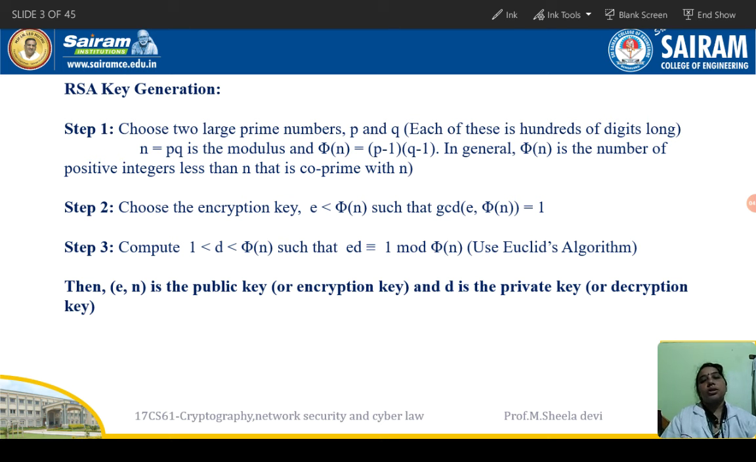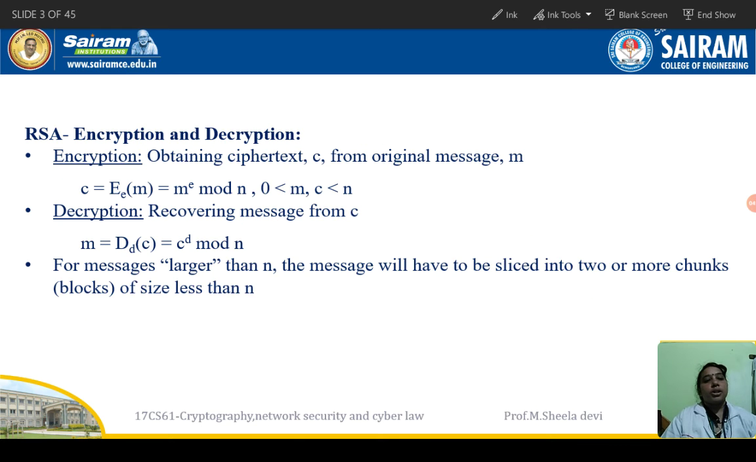This is the condition. So we got the two values called E and D. Now E comma N is nothing but the public key and D comma N is the private key. So the key generation part is over. Next is the encryption and the decryption process. In the key generation part, we have calculated the public key as well as the private key.